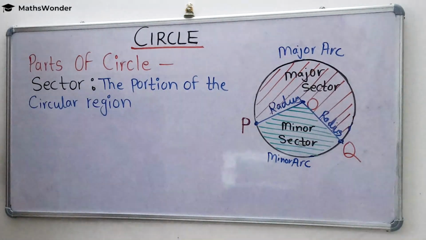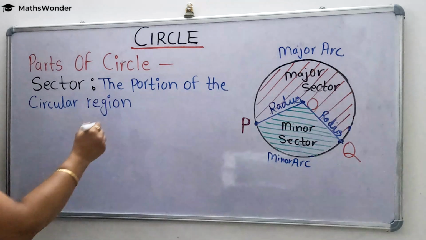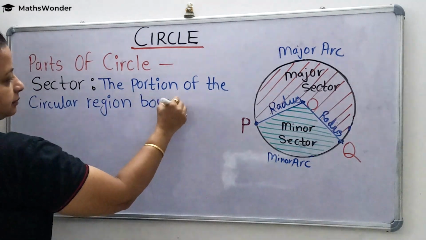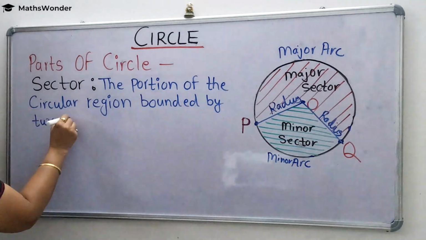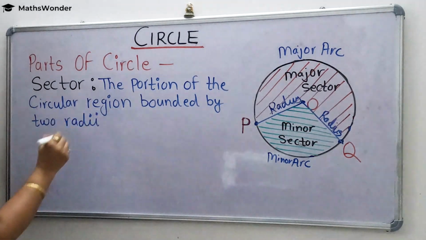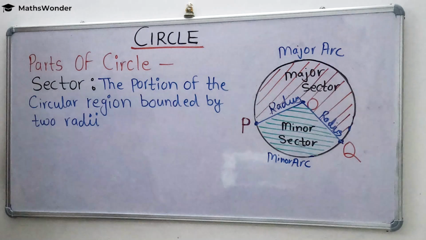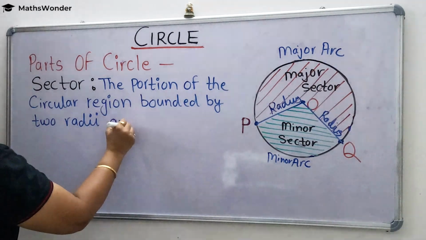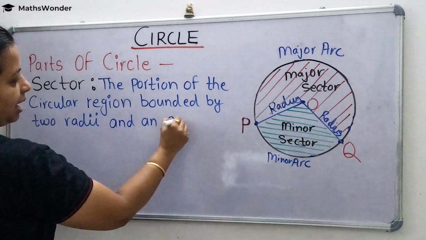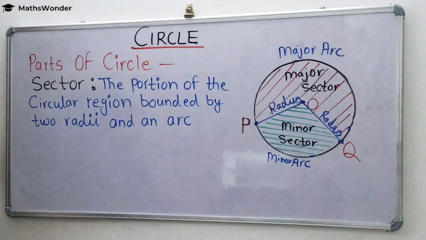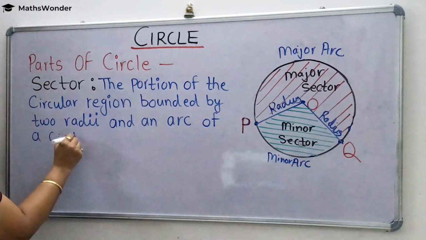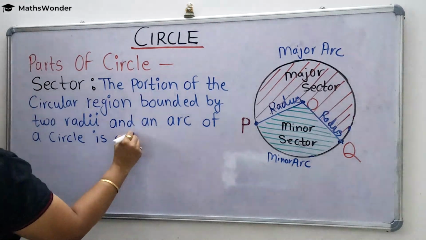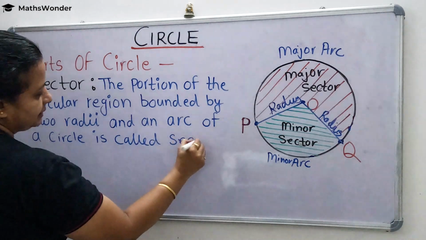Okay. So the portion of the circular region bounded by two radii and an arc of a circle is called a sector.